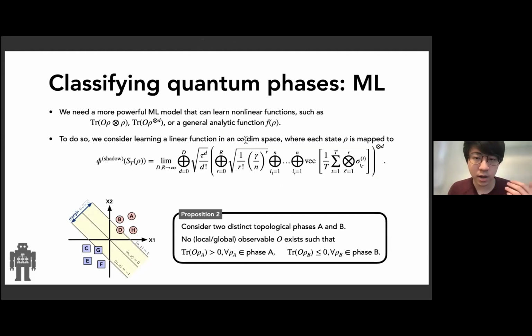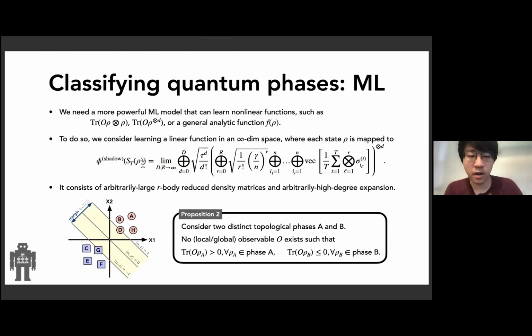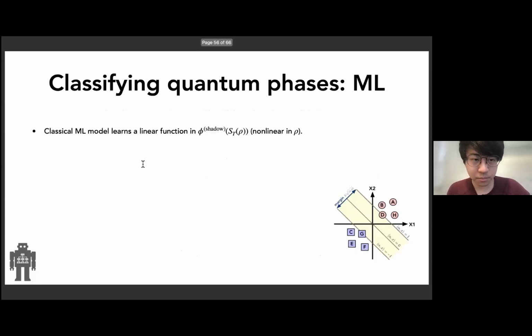Now, learning a linear function for this vector phi shadow of S_T of rho is equivalent to learning an arbitrary analytical function in the reduced density matrices. So that's the ML model we're going to consider. Again, we're going to consider ML models that have essentially infinite capacity.